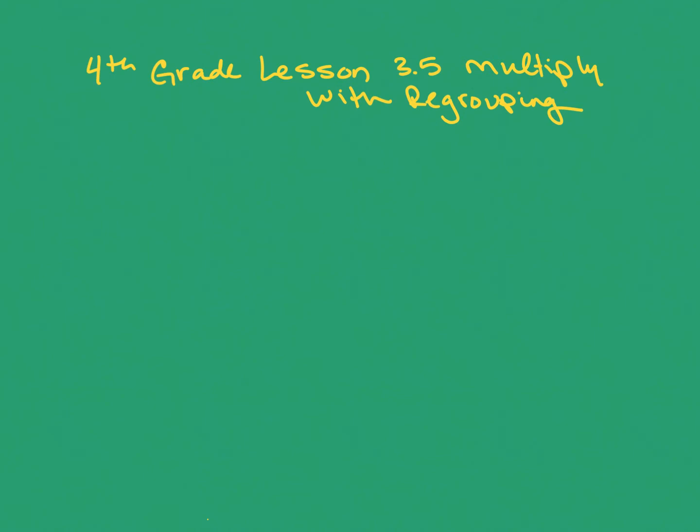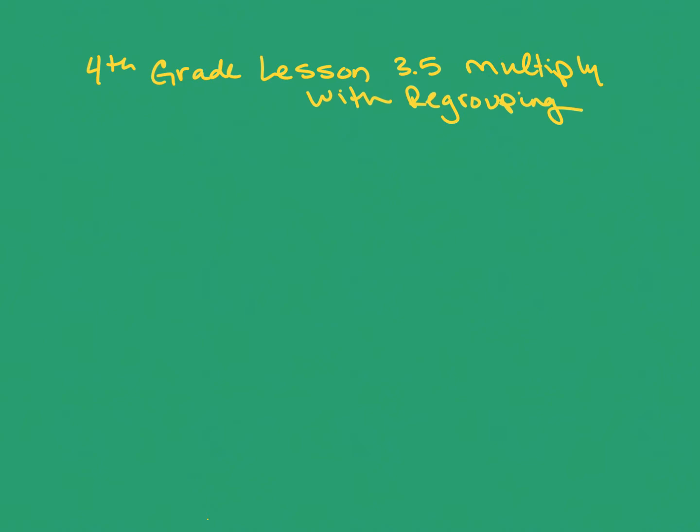Fourth grade lesson 3.5 is multiply with regrouping. So now finally, now that your brain is recognizing that all those pieces, all those parts need to be multiplied together to get that final product, now we're going to use that standard algorithm you will use when you're dealing with big numbers and multiplying.